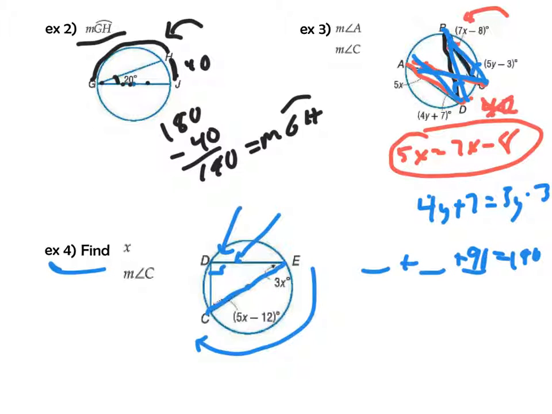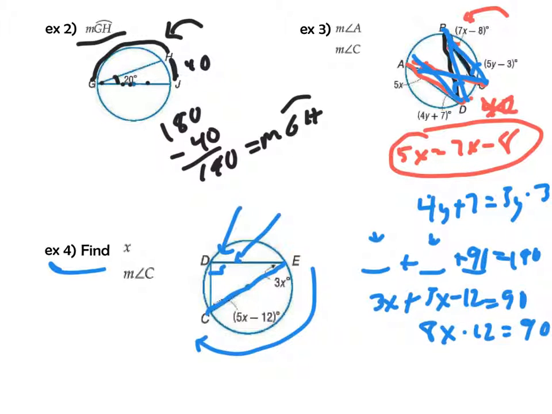That's 90. So I'm just going to take away 90 from both sides, and I get 90 equals these two guys added up. Well, what are those two guys? 3x plus 5x minus 12. And then you would just solve. 8x minus 12 equals 90. You add 12 to both sides. 102 equals 8x. And then you take 102 divided by 8, and you'd get 12.75. It is a decimal, but you get the picture.